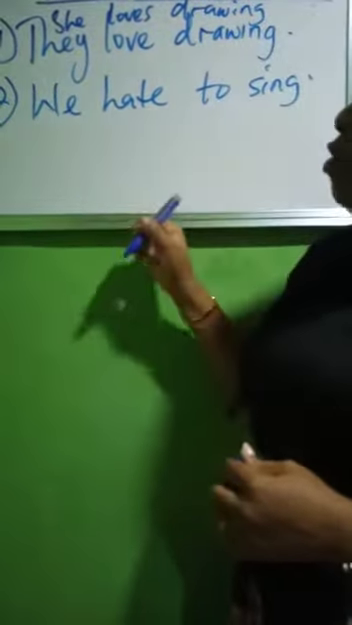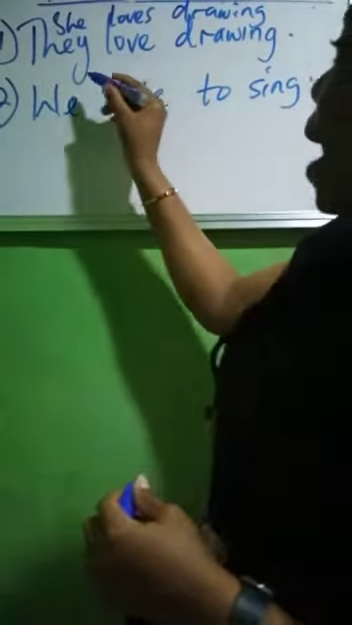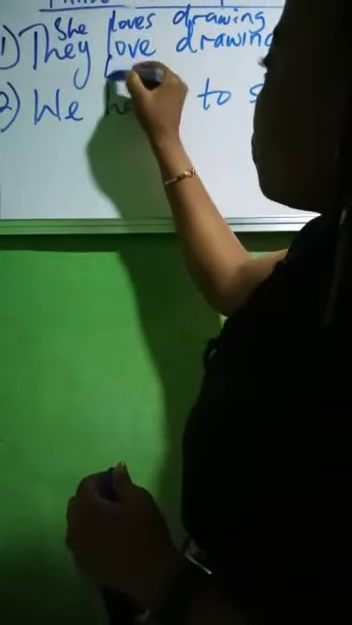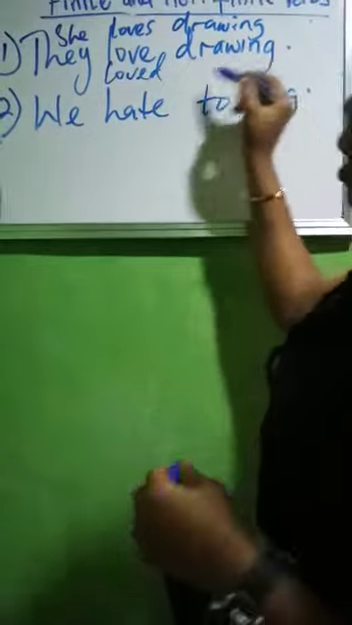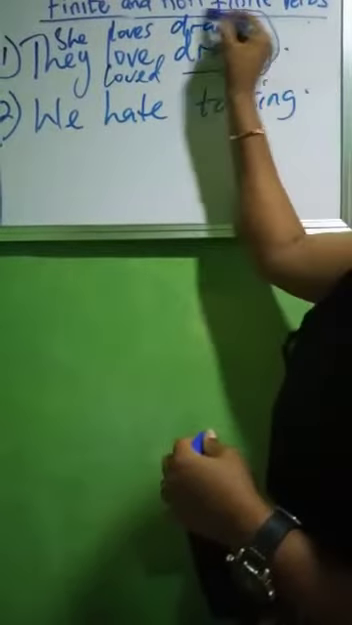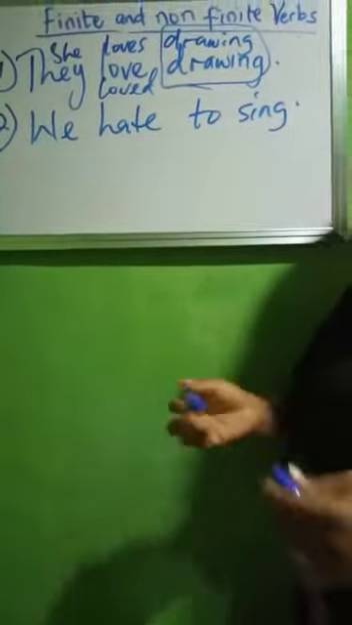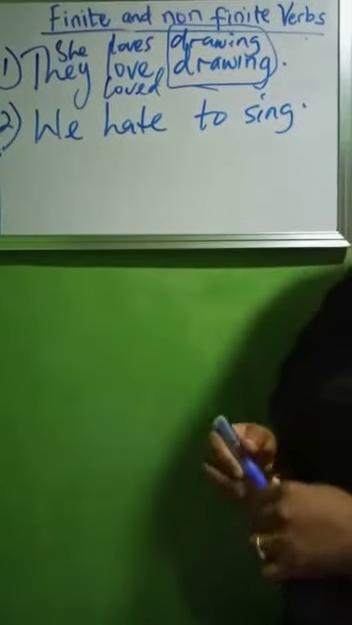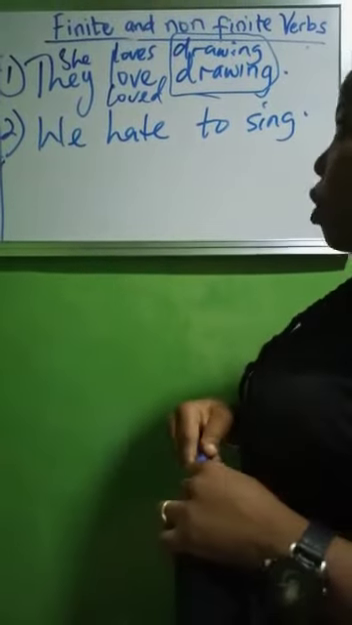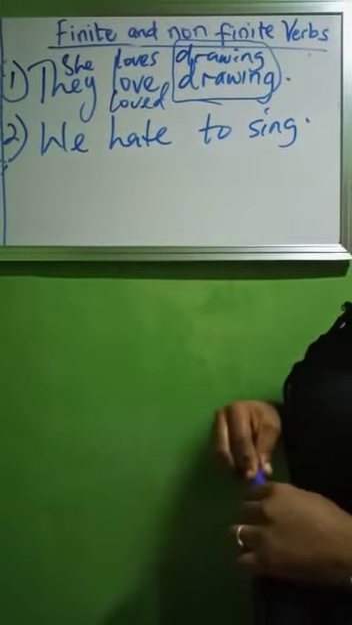This is a finite verb. And it can change to past. We can say they loved drawing. But this other verb here is not changing. And so it is called a non-finite verb.